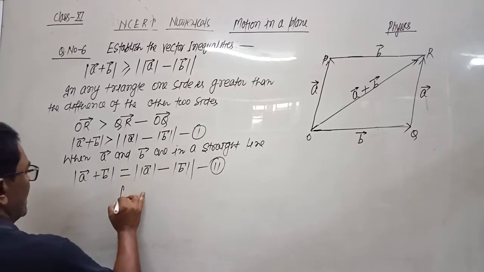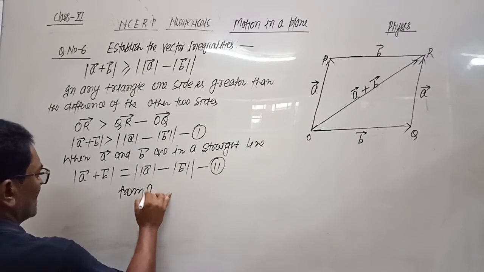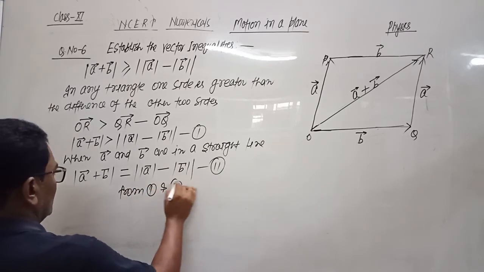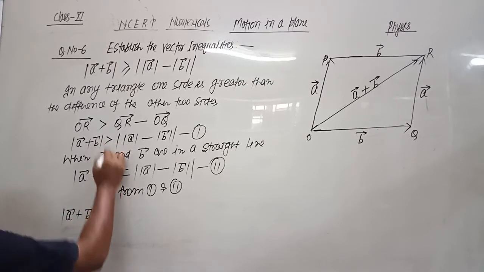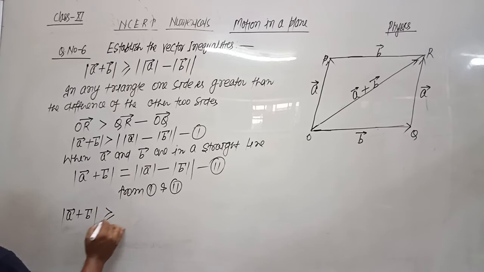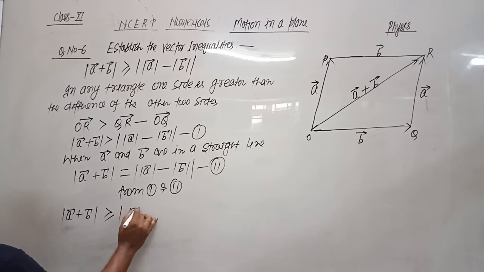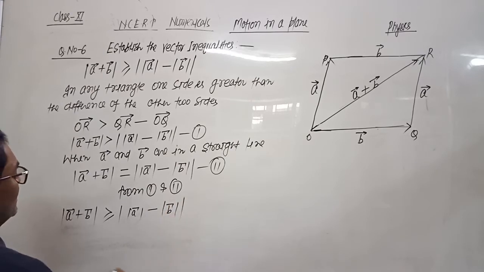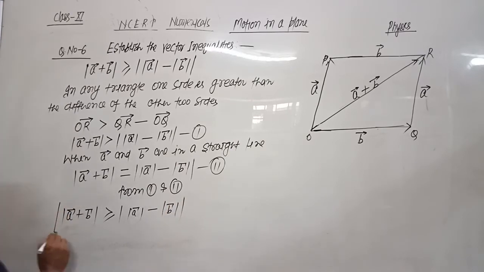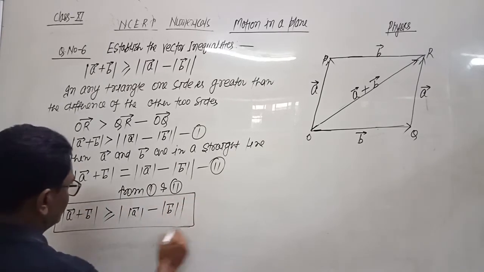Then from the first and second, we conclude that the magnitude of vector A plus vector B is greater than or equal to the magnitude of vector A minus the magnitude of vector B. So this is the result which we have to establish.